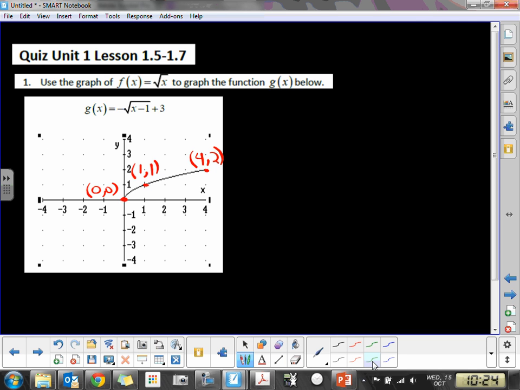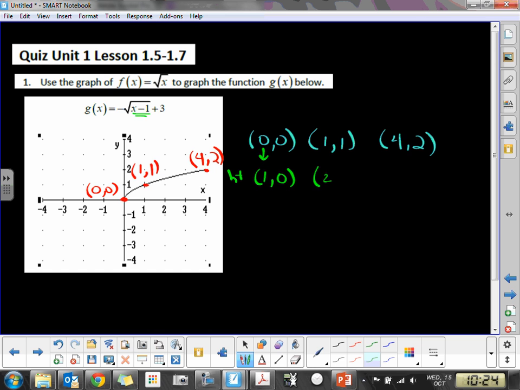So I'm going to take the ordered pairs just like I did last time, and show you ordered pair-wise. The first thing I'm going to do is make this horizontal translation. The horizontal translation is going to go 1 unit. Since it's plus or -1, it's going to go 1 unit to the right. So all the x's are going to change by adding 1. So this is going to be 1, 0, then 2, 1, and 5, 2.